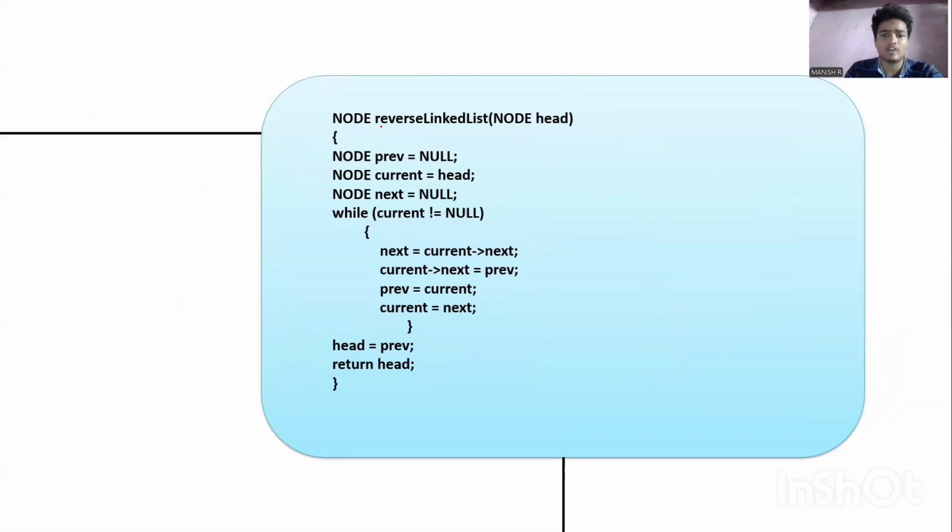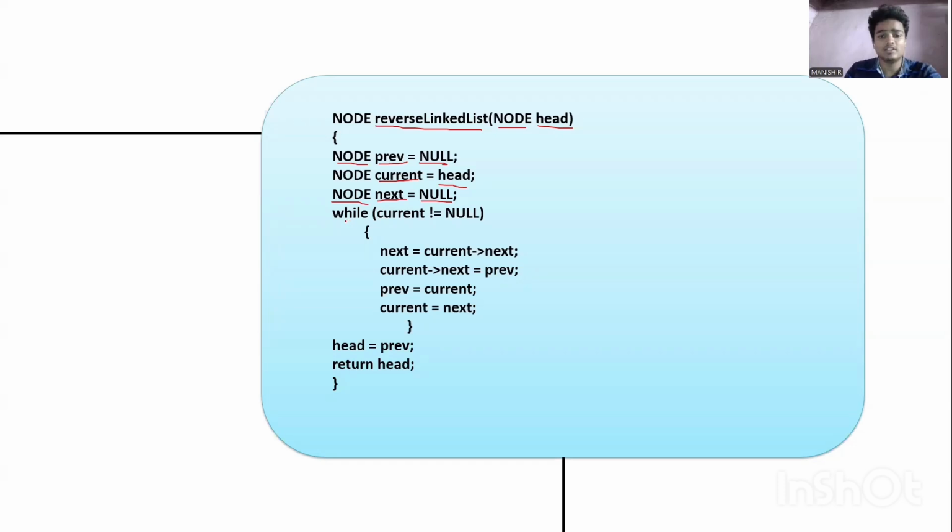First, we have written the function for reversing a linked list. Reverse linked list is the function name and it takes the parameter head, a node of type Node. For the reversing, we are using three pointers: previous, which is initially null and of type Node, current, which is initialized to the head, that is the first node in the linked list, and next, which is initially null and of type Node.